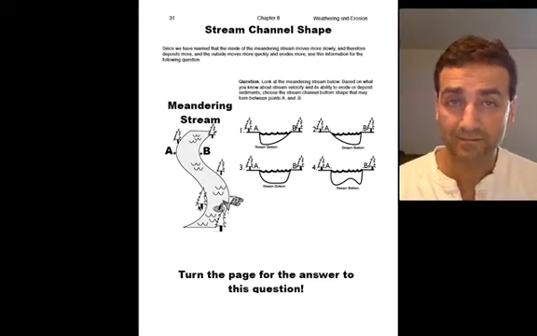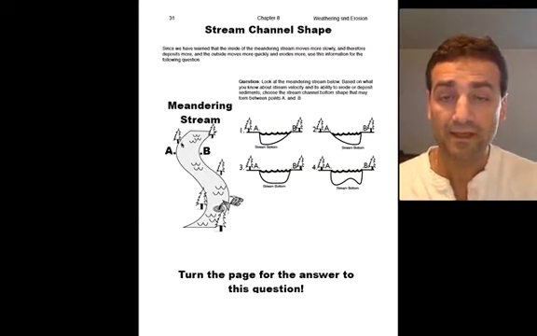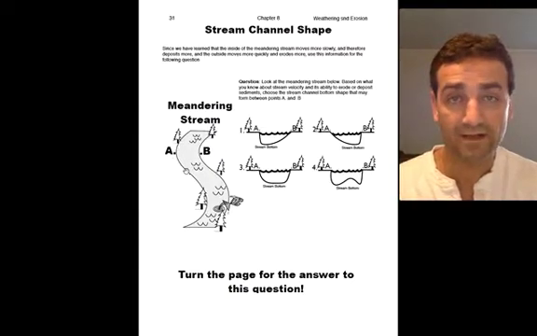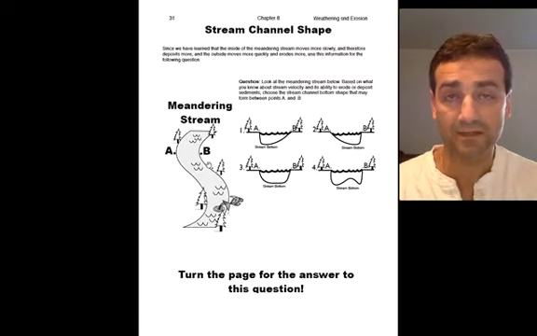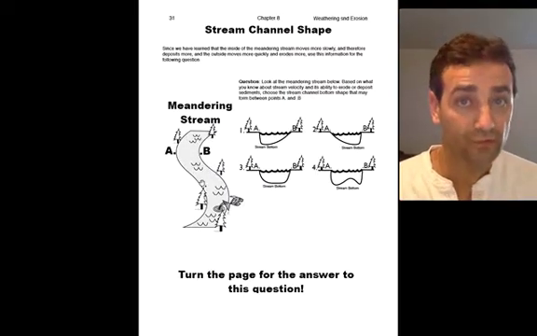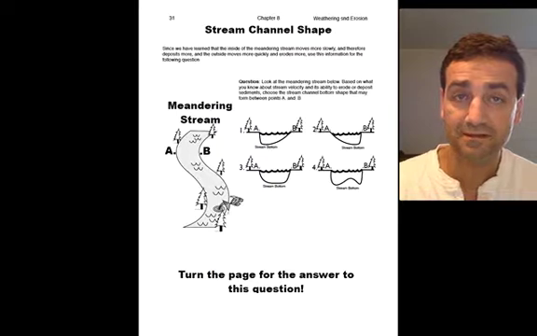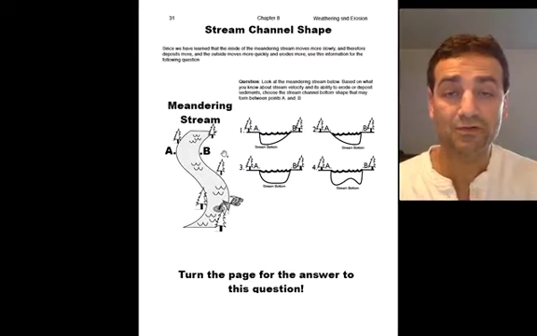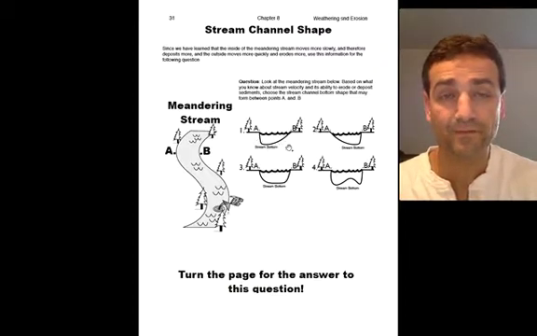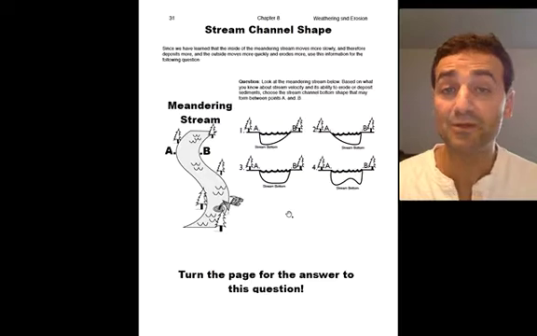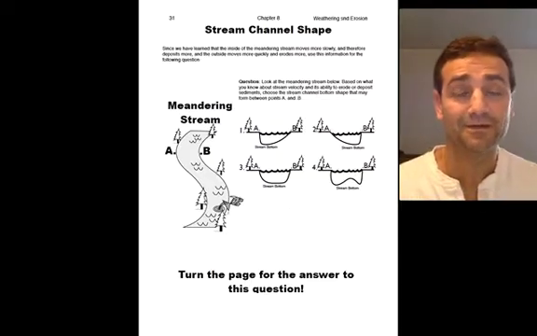Now let's think a minute. Point A is on the outside of a meander. Point B is on the inside of the meander. One of these erodes and one of these deposits. Now, out of choice 1, 2, 3, or 4, which one out of these 4 do you think the bottom of the stream will look like? Okay, this is a cross section of the stream. This is the way the bottom of it looks. Okay, I'll wait a moment. Maybe you want to hit pause on the video too.